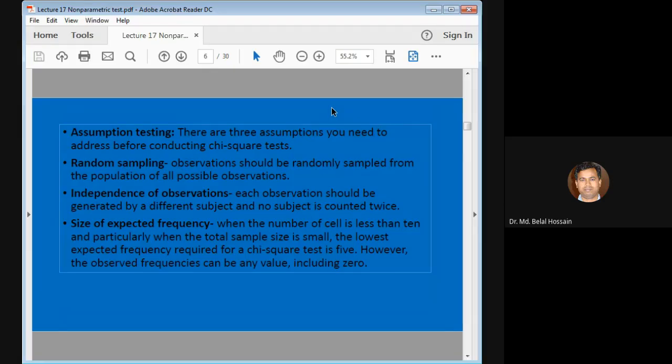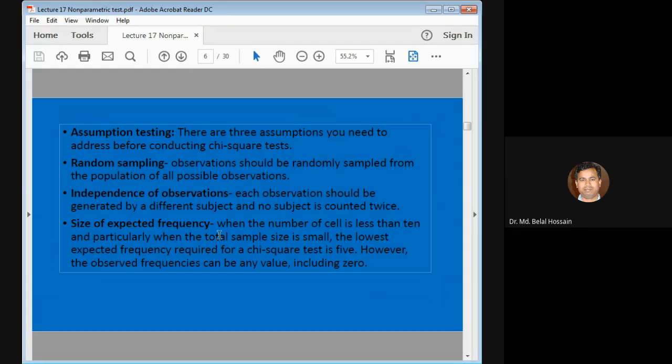Assumption testing. There are three assumptions you need to address before conducting a chi-square test: random sampling, independence of observation, and size of the expected frequency. That is, you don't need to ensure a normality test. Random sampling means observations should be randomly sampled from the population of all possible observations. Independence of observation: each observation should be generated by a different subject and no subject is counted twice. That is, you have to draw the samples independently.